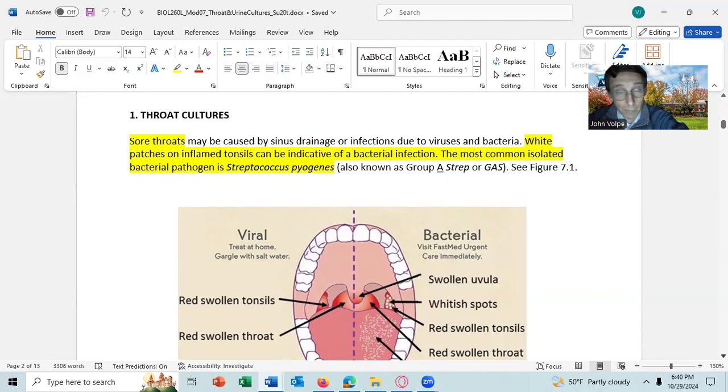Now, obviously, most sore throats are caused by viruses, and you will not see white patches. We're not going to talk about a viral infection causing a sore throat. But if you have a bacterial infection, you'll see white patches on the throat, usually caused by Streptococcus pyogenes. Streptococcus pyogenes does have some other names. I don't use these other names, I use the scientific name, but it's also called Group A Streptococcus, or GAS: G for group, A for group A, and then S for Streptococcus.